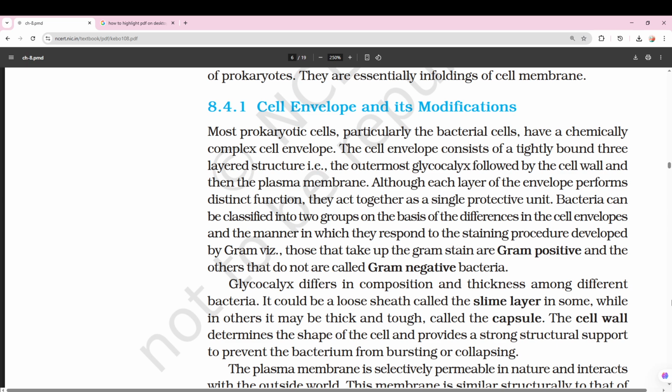Glycocalyx differs in composition and thickness among different bacteria. It could be a loose sheath called the slime layer in some, while in others it could be thick and tough, like a capsule. The cell wall determines the shape of the cell and provides strong structural support to prevent the bacterium from bursting or collapsing.